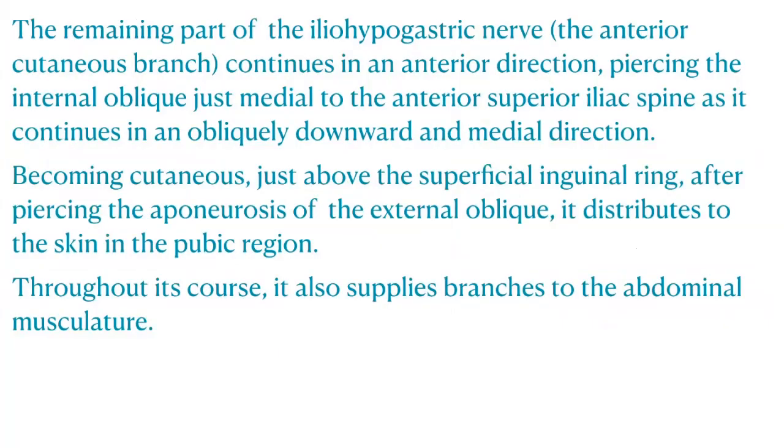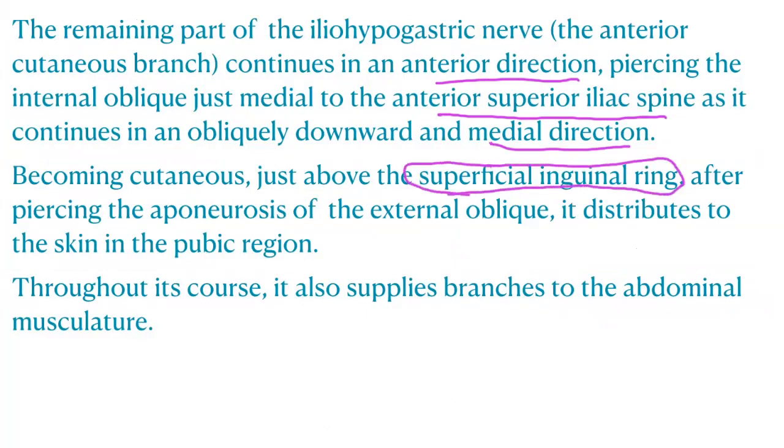The remaining part of the iliohypogastric nerve, the anterior cutaneous branch, continues in an anterior direction, piercing the internal oblique just medial to the anterior superior iliac spine as it continues in an oblique downward and medial direction, becoming cutaneous just above the superficial inguinal ring. Okay, after piercing the aponeurosis of the external oblique, it distributes to the skin in the pubic region. That is why knowing these things is important. Throughout its course, it also gives branches to the abdominal musculature.